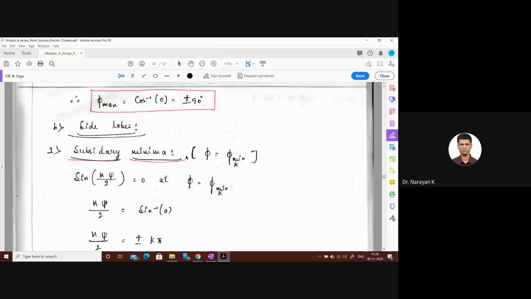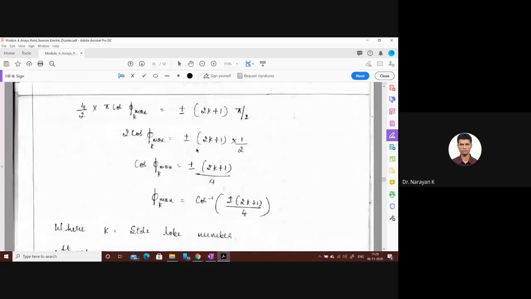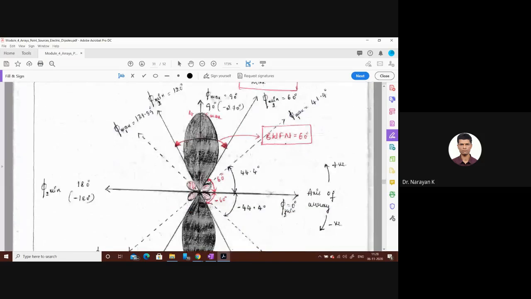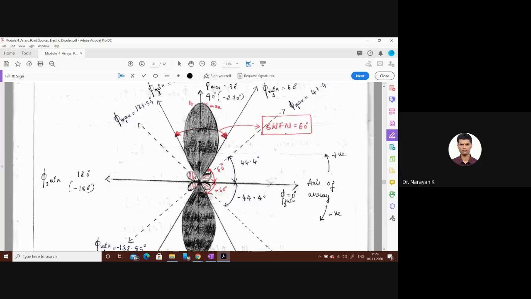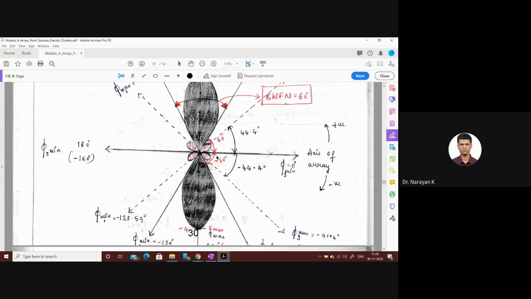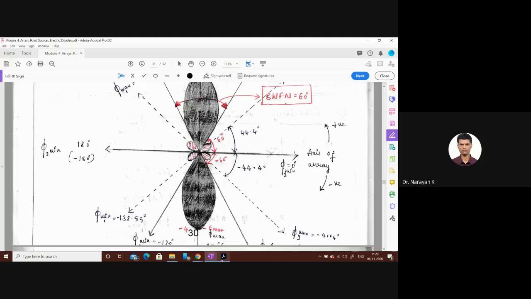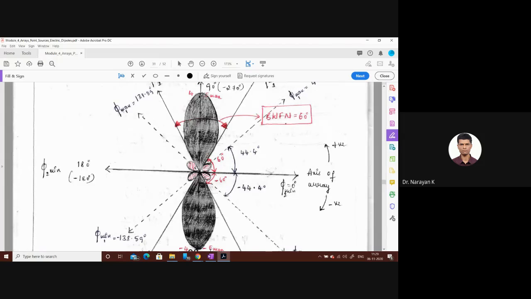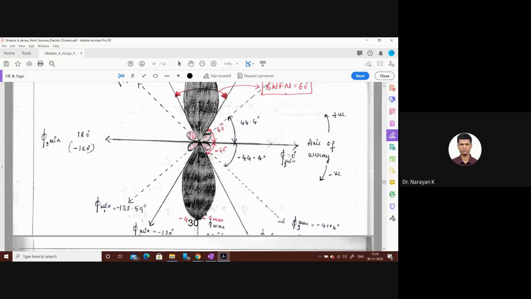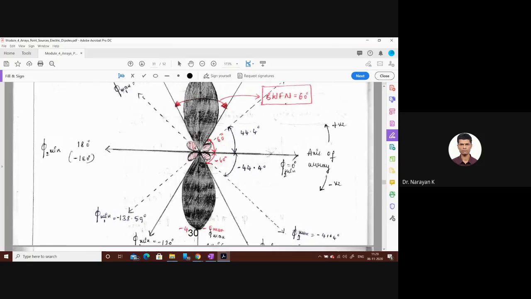Now let us draw the full pattern. Where is the maximum direction? 0 or 90 degrees or 270 degrees? What is the minimum direction? 180. Just now we have found your first minima at 60 degrees and the next minima at 0 or 180 degrees. So if you were to draw this, you will get the maximum direction at 90 and 270 degrees. That is your maxima direction. First you draw these major lobes here.